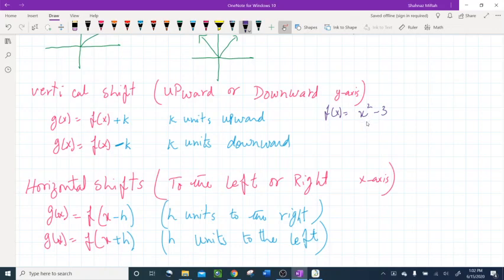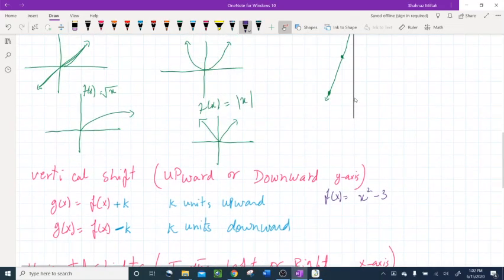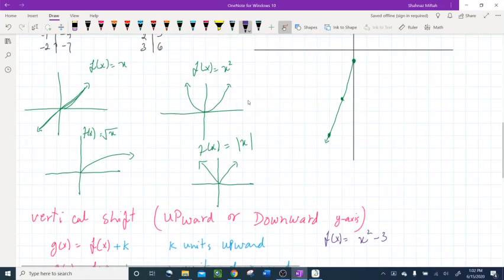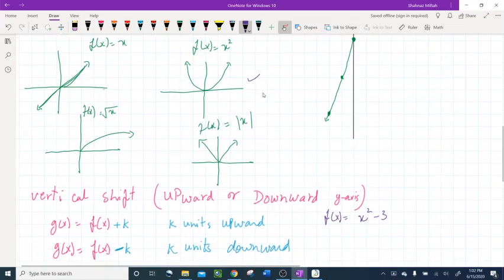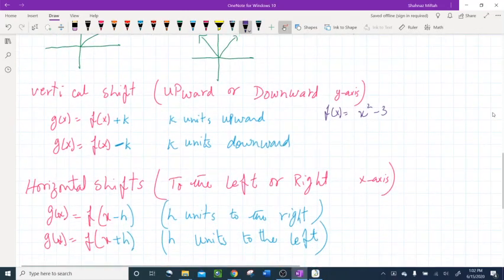Now that's why I said remember the parent functions. Do you see this x squared? We do have a parent function for that, and the x squared parent function is this parabola. So I'm going to draw that parabola there. The parent function first, and that's what I always do, draw the parent function first. That's my parent function, and this is x squared. Okay, now what does this minus 3 mean?